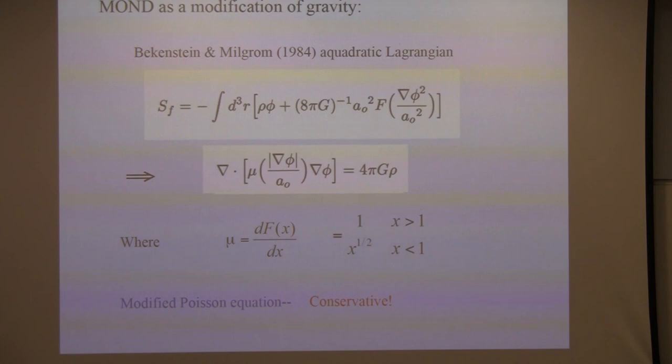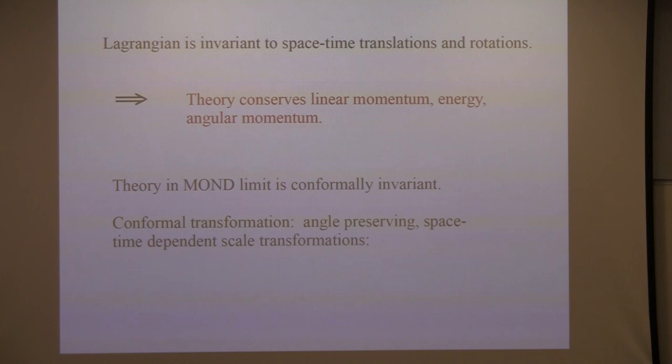Now it's a modified Poisson equation, and because it's derived from a Lagrangian, it's conservative. That is to say, the Lagrangian is invariant to space-time translations and rotations. So that means the theory conserves linear momentum, energy and angular momentum. So it's on a more solid physical basis than you might say the original MOND equation was, the simple formula I wrote down before.